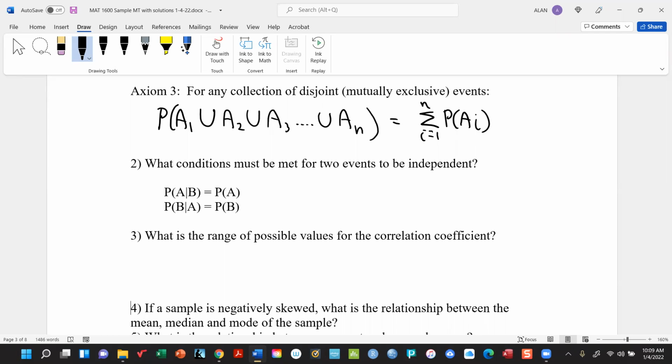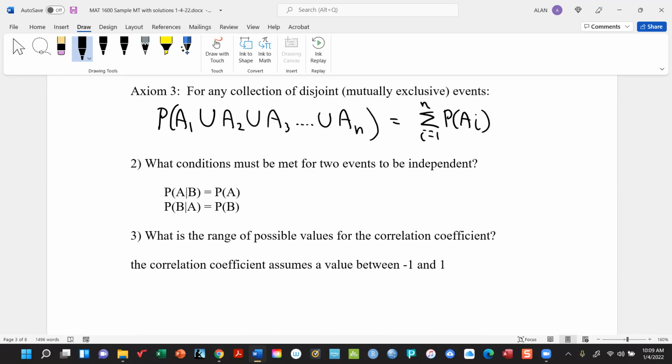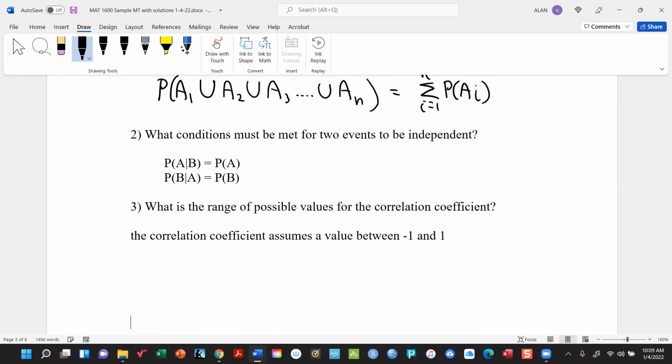Now, for the correlation coefficient, which we saw in chapter 3 towards the end, the correlation coefficient assumes a value between -1 and +1. Another thing you could do is use symbols. Remember, we used this symbol for the correlation coefficient of a population. This would also do the job. If you want to write out symbols like that, you can go ahead, but it means the same thing.